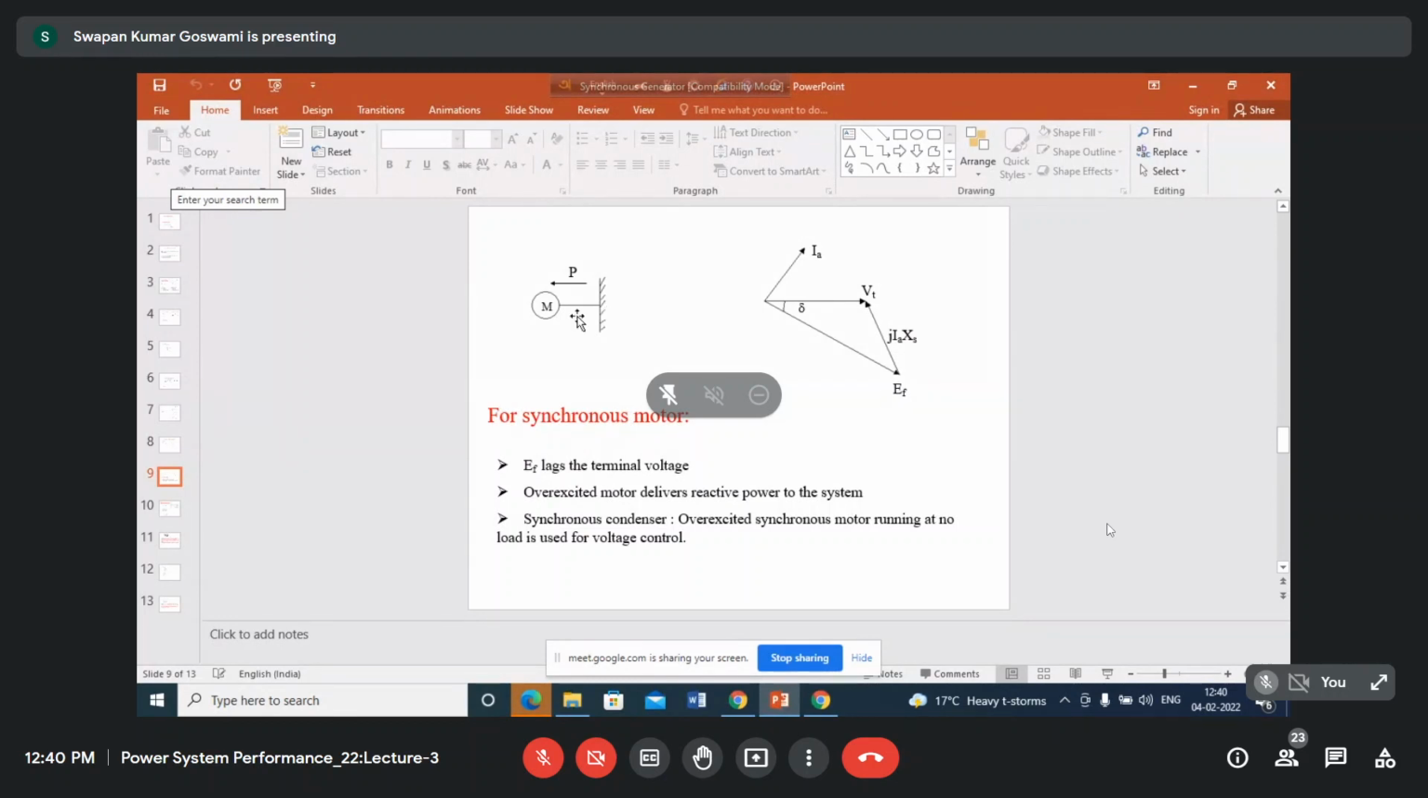In case of synchronous motor, motor will receive power from the power system. That's why the direction of power flow is just reverse. Okay, but the field current, obviously, you can over excite, you can under excite, or you can give normal excitation to the synchronous machine motor. Here also, what we have done in case of generator, the same thing may be done in case of motor also. Okay, so what will be the phasor diagram for motor?